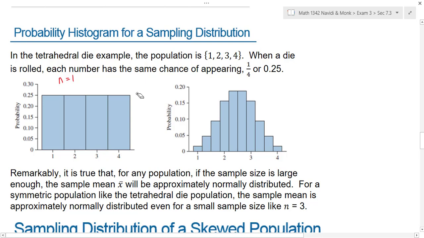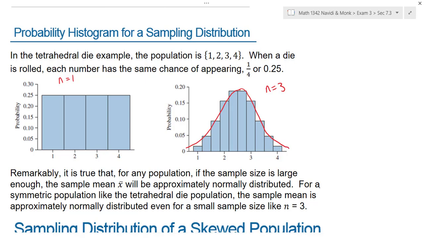But if I increase my sample size to n equals 3, notice how the probabilities change. The probability of rolling a 1 and a 4 is very, very low. Remember, there was only 1 out of 64 ways that I could get a 1 for my average of those 3 dice, and there was only 1 way out of 64 that I could get a 4 for rolling those 3 dice when I looked at the average. This distribution is starting to take on a normal shape, is it not?